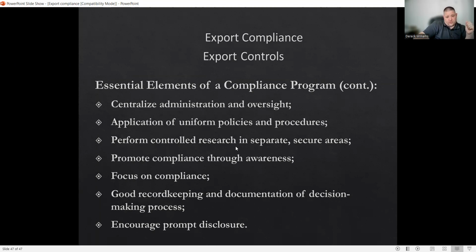You have to perform controlled research in separate secure spaces. You can't have your controlled research just in an open environment. Again, that's that visual inspection control. You have to promote compliance through awareness. Your compliance program has to focus on compliance, has to have good record keeping and documentation of the decision-making process, and encourage prompt disclosure.